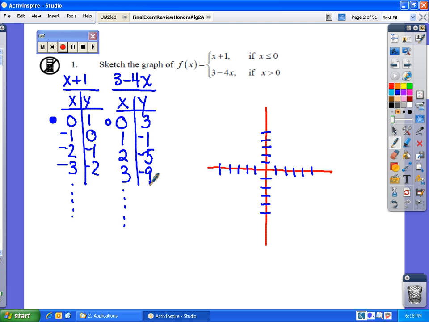Now let's go over here and plot those values. We'll start with the first part of the function. We have a closed endpoint at 0, 1, and then we have additional points at negative 1, 0, negative 2, 1, and negative 3, 2.